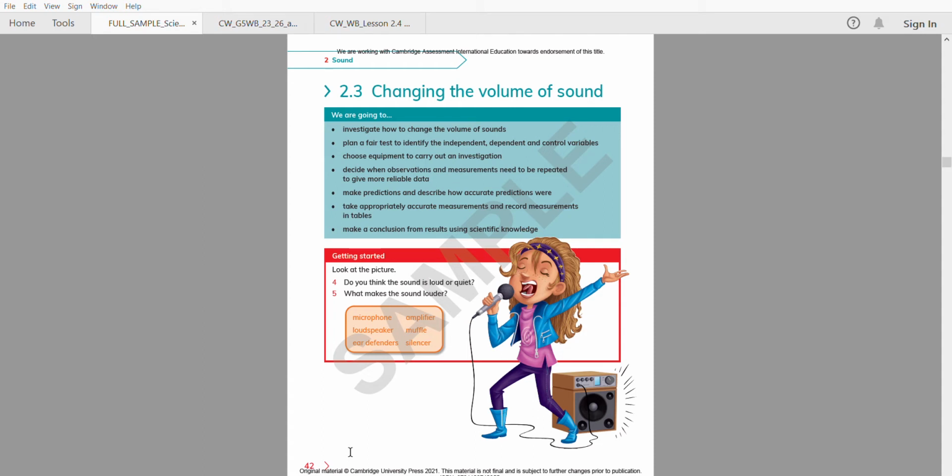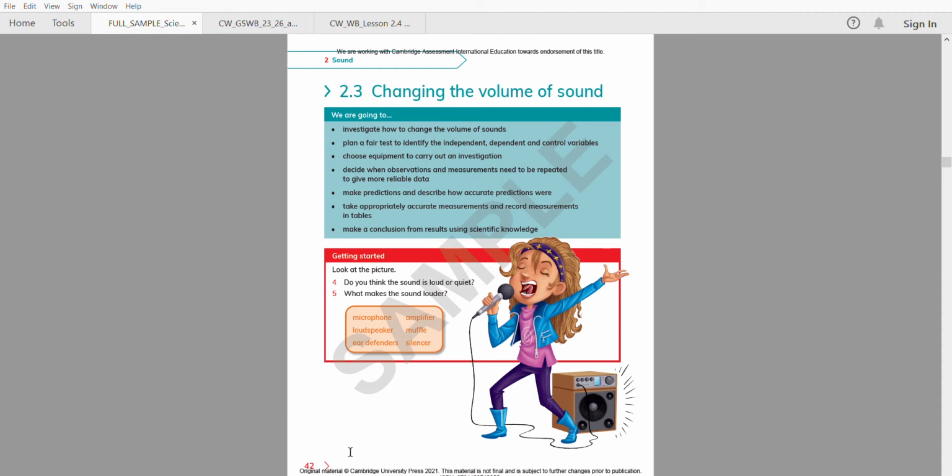So in week 9, we learned about changing the volume of sound. In this particular lesson, we practiced your research skills and collecting information. So on this page, we identified or discussed some keywords like microphone, loudspeaker, ear defenders, amplifier, muffle, and silencer.